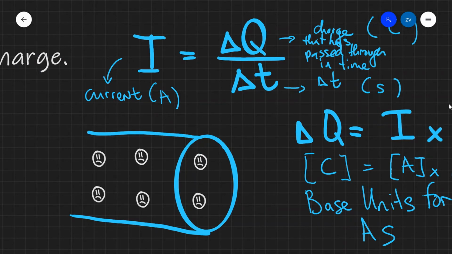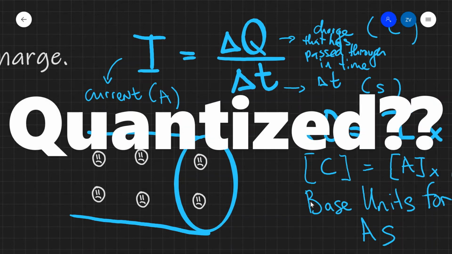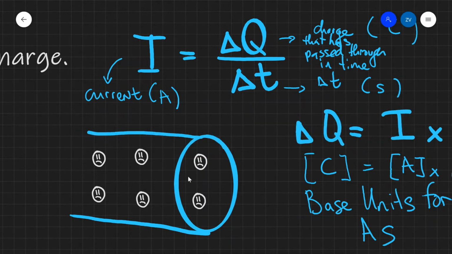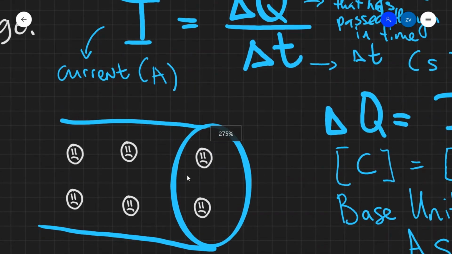Now, talking about electric charge, we must mention something really important. Unlike many other quantities, charge is quantized. Now, what does that mean? If we look at any unbalanced charge, any current, fundamentally, they're all multiples of what is known as the elementary charge, which is the charge of an electron.